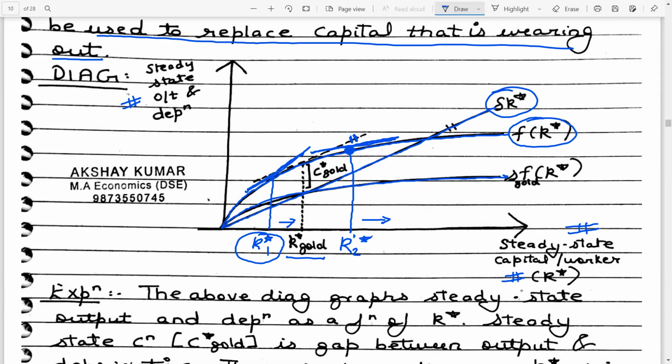On the other hand, at K2 star, the production function is flatter than the delta K star line. So if you further increase the steady state capital stock, output will increase, but less than the increase in depreciation, which will cause consumption to fall, because consumption is the difference between output and depreciation. That means only at K star gold, when the two slopes are the same, the slope of the production function is exactly equal to the slope of the delta K star line, your consumption is maximum.